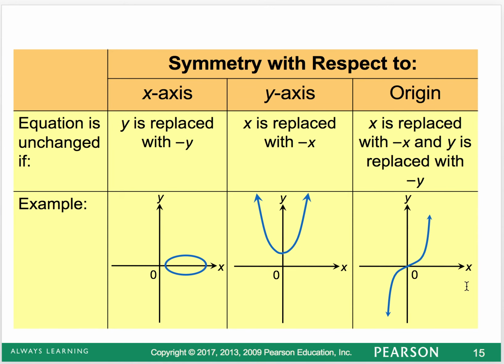Okay, here's just another chart showing what x-axis symmetry looks like, y-axis symmetry, and origin. So there's the example of the cube with the origin symmetry that's not symmetric with x or y.